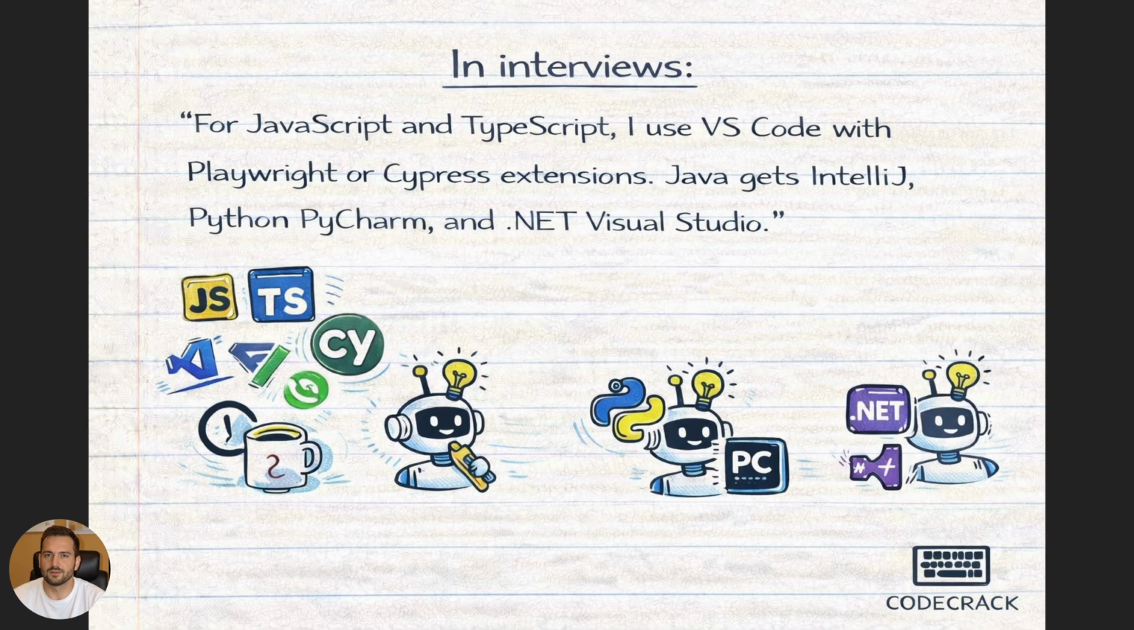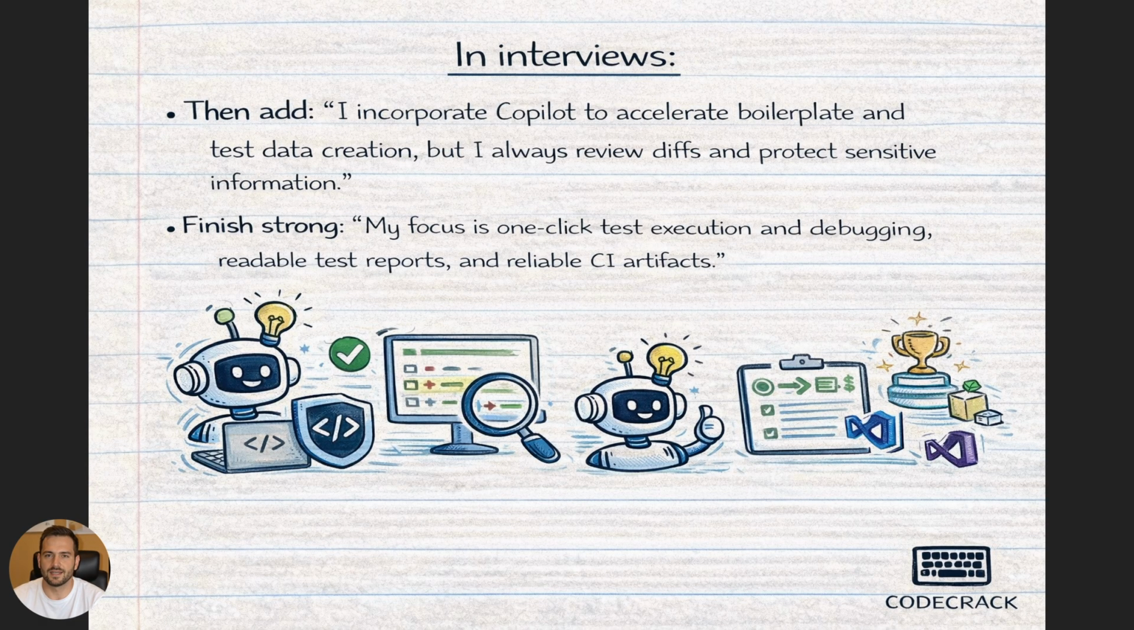In interviews, deliver this with confidence. For JavaScript and TypeScript, I use VS Code with Playwright or Cypress extensions. Java gets IntelliJ, Python PyCharm, and .NET Visual Studio. Then I add Copilot to accelerate boilerplate and test data creation, but I always review diffs and protect sensitive information. Finish strong. My focus is one-click test execution and debugging, readable test reports, and reliable CI artifacts.